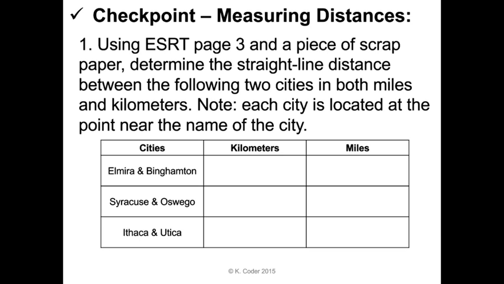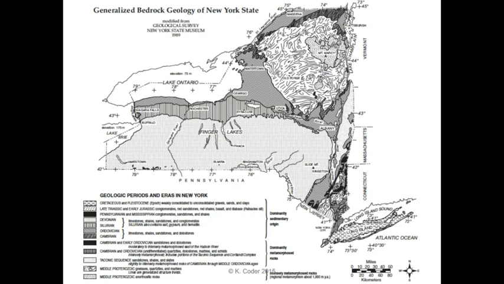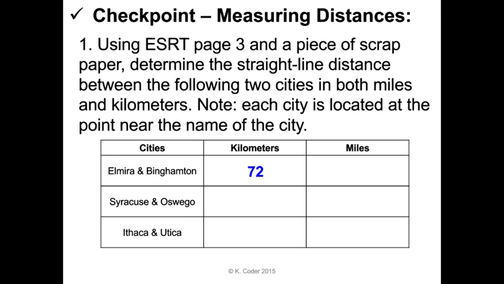So the first one is Elmira and Binghamton, and they want the answer in kilometers and miles. So Elmira, okay, is to the left there, Binghamton's to the right. So this is a pretty small section. We're going to mark Elmira, mark Binghamton. Okay, the scale is to the bottom right. We see that in miles, okay, it's between 40 and 50. Okay, so it's going to roughly be about 40, kilometers first.